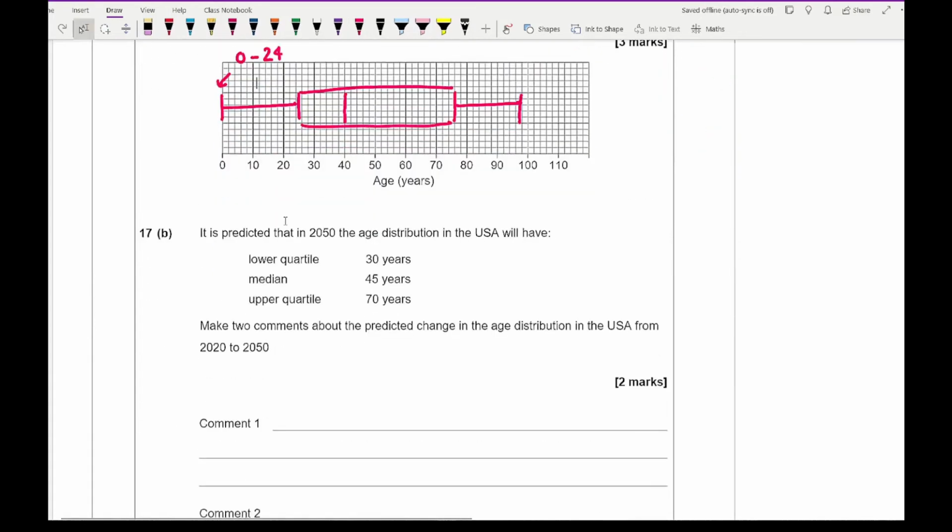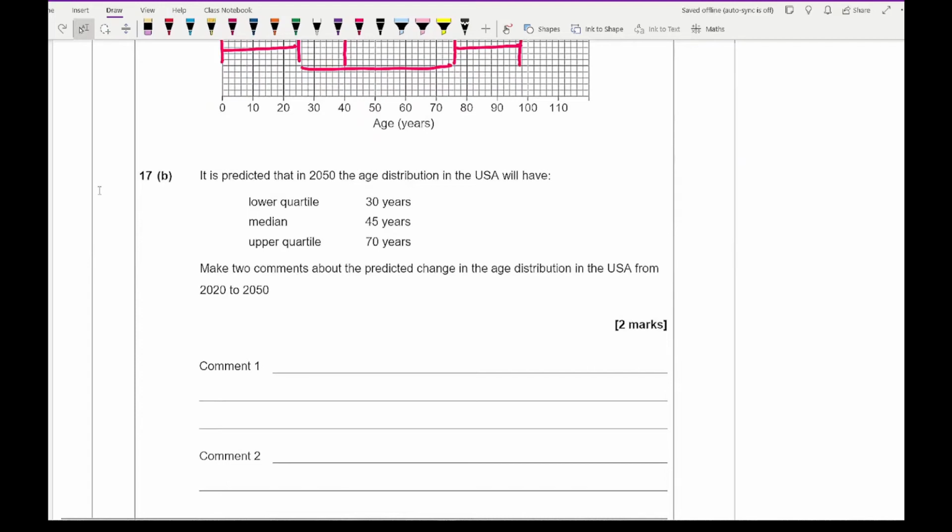The next question then says, 17b, it says it's predicted that in 2050 the age distribution in the USA will have a lower quartile of 30, a median value of 45 and an upper quartile of 70. Make two comments about the predicted change in the age distribution in the USA from 2020 to 2050. Now there's a couple of things you can write, but one thing you want to write for one of them is talking about the median.